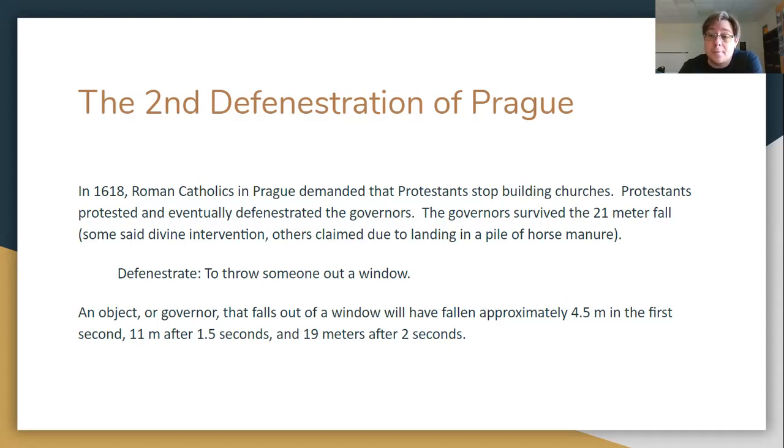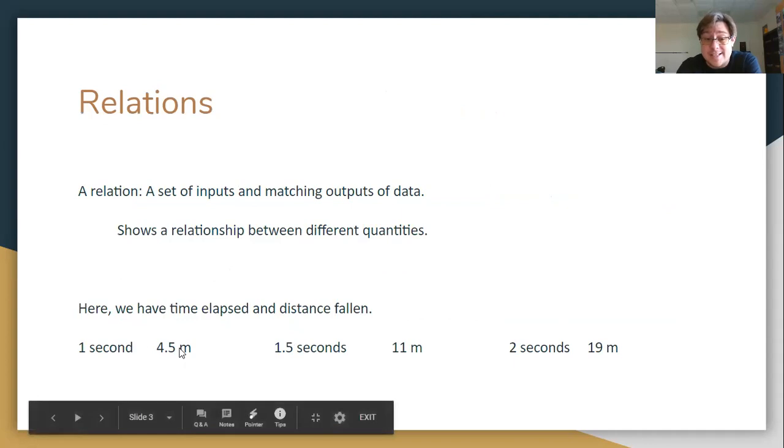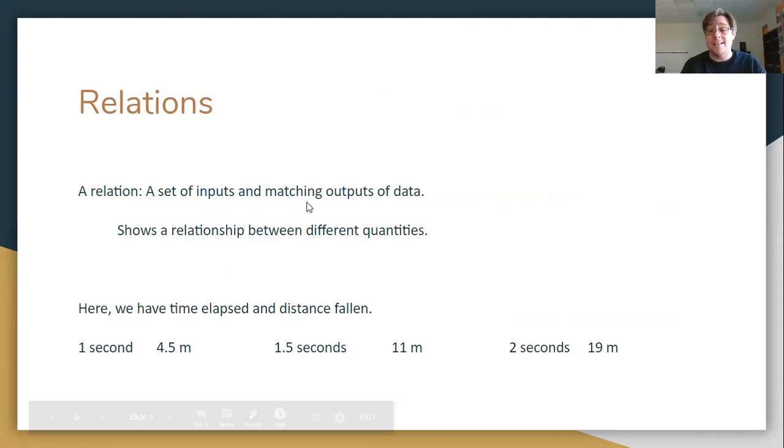So we have some information as these people are falling, and this information is linked together. So this forms what's called a relation. In mathematics, a relation is a set of inputs and the matching outputs that form that data. So it shows a relationship between different quantities or different data sets. Here we have the relation: 1 second, 4.5 meters; 1.5 seconds, 11 meters; 2 seconds, 19 meters. So this forms our relation of time elapsed and distance fallen.